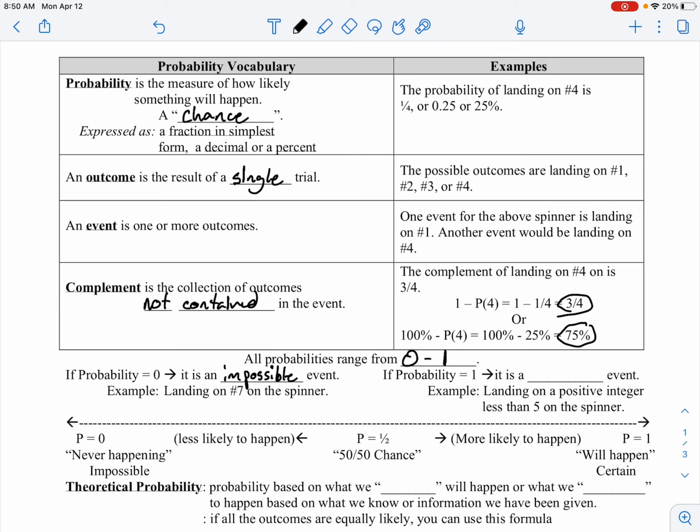Alright, now if the probability is 1, this is what we call a certain event. It's going to happen no matter what. So the example here is landing on a positive integer less than 5 on our spinner. Well, what are all the numbers on our spinner? We have 1, 2, 3, and 4. All of those are less than 5, so if I spin that spinner, I'm going to land on one of those every single time. So we call that certain.